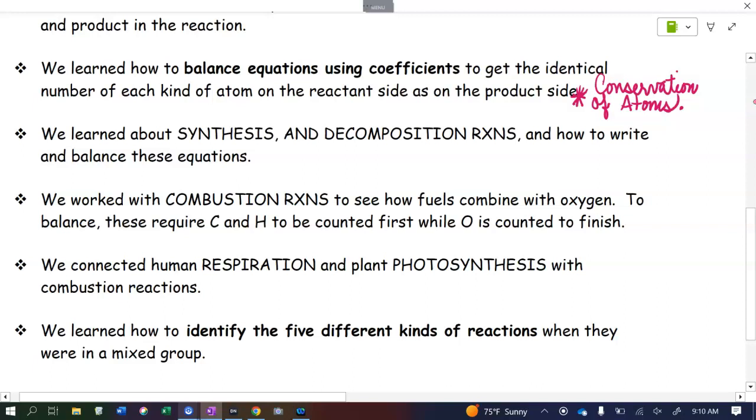We learned about synthesis and decomposition reactions and how to write and balance these equations. We worked with combustion reactions to see how fuels combine. So we were learning how to recognize fuels like CH4, methane, like in Bunsen burners, and C4H10, butane, like in butane lighters. Gasoline is C8H18. This is gasoline, another fuel. So you're learning to recognize hydrocarbon fuels.